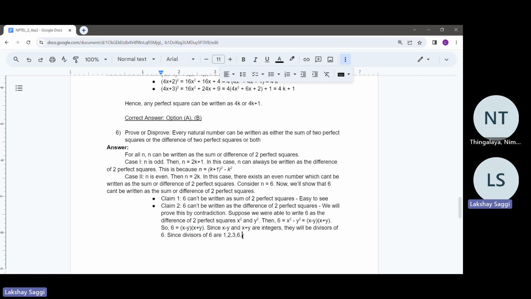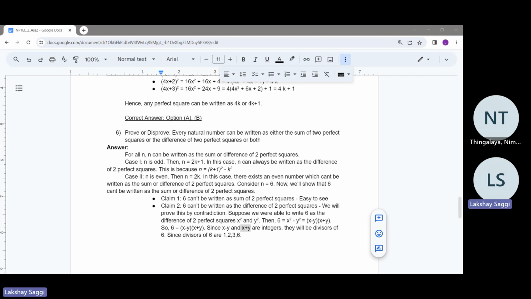So we can just mix and match the cases. Since x minus y is a divisor, it will be equal to either 1, 2, 3, or 6. Similarly, x plus y will also be equal to either 1, 2, 3, or 6. And we'll be able to see that in all the cases, we arrive at some contradiction. So is the direction of the proof clear, the high level idea? I'll discuss it in a bit more detail in the next session.